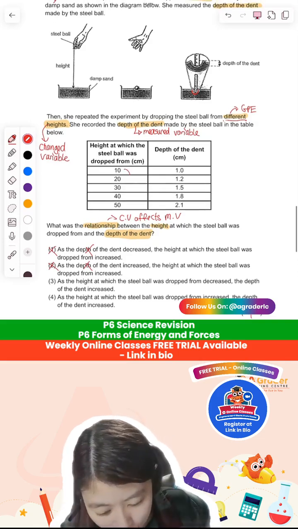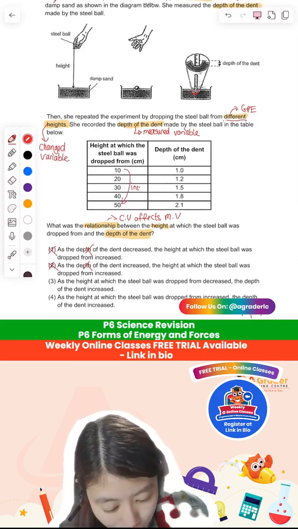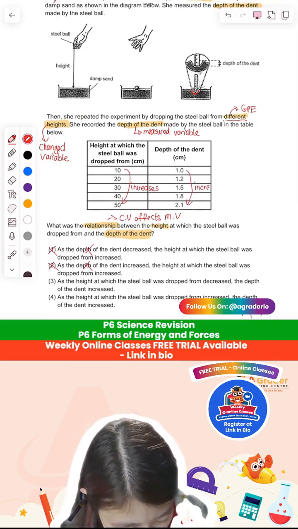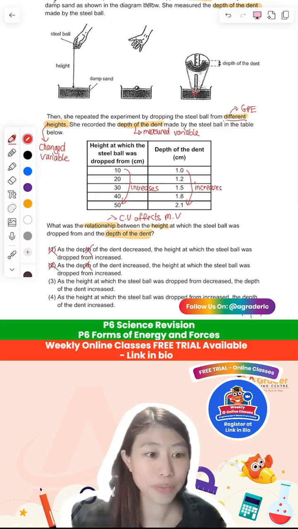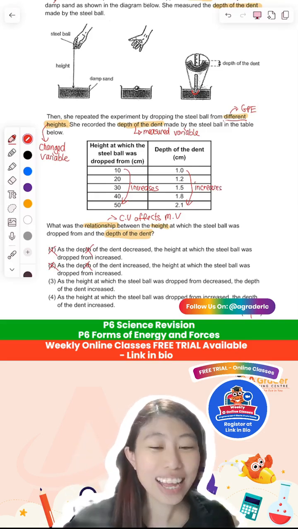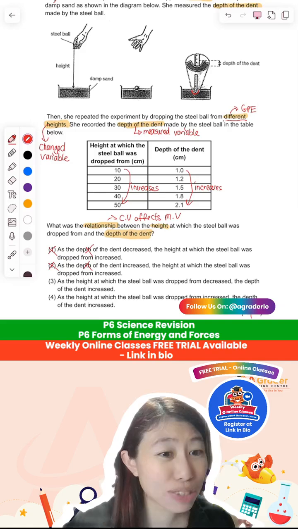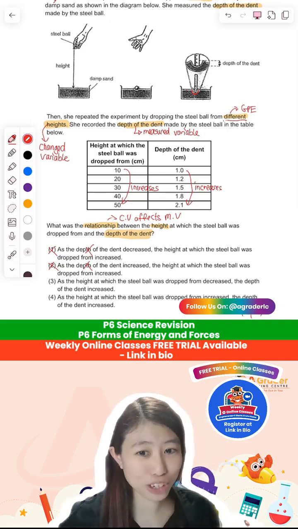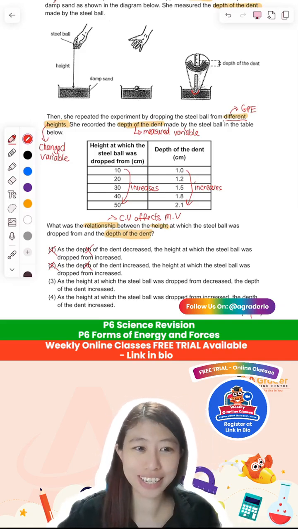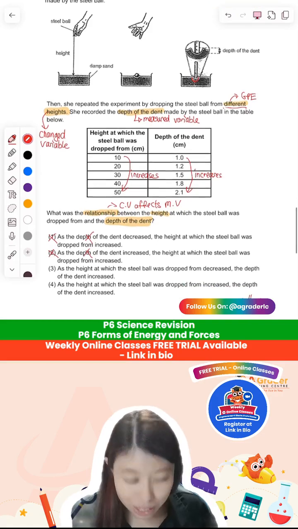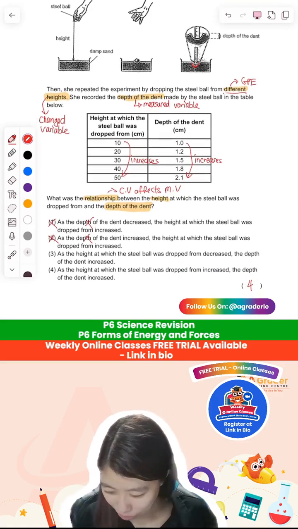When the height the steel ball was dropped from increases, the depth increases. Very good, Kayla. Yes, I just saw all your chats. You are supposed to mention your change variable first. Very good. Everybody okay so far? Any questions? The answer is 4. I screwed up a bit.